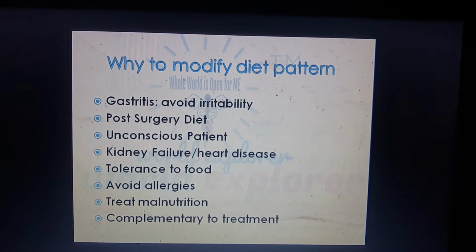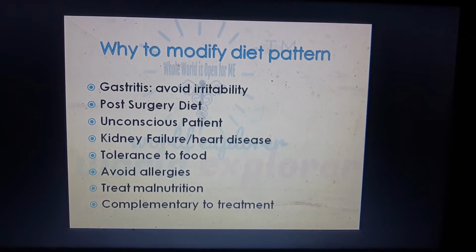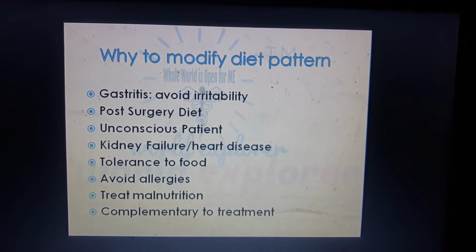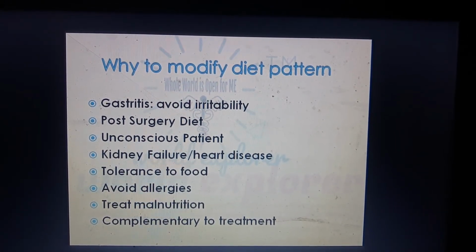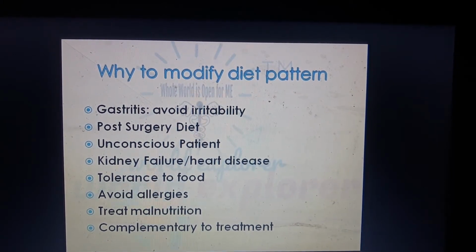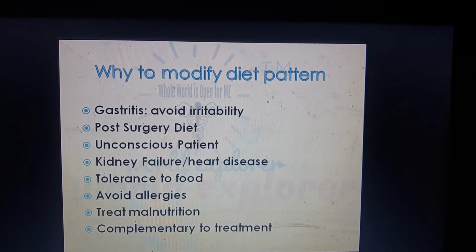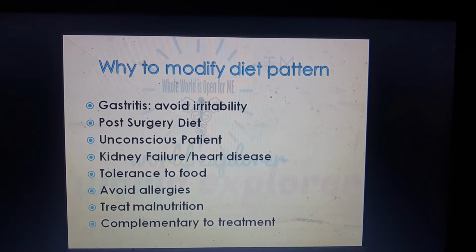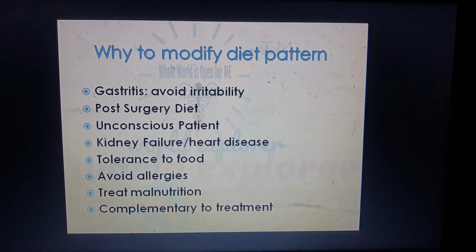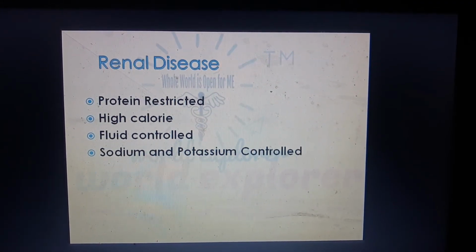If there is kidney failure, we are modifying the diet and we are going to discuss this. And some persons are having intolerance to food, for example iodine allergy, they should not take the seafoods. And to treat malnutrition, we need to give high energy and high protein diet. And sometimes even the diets are complementary to the treatment which we are giving.